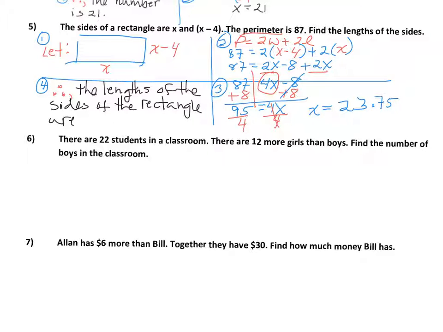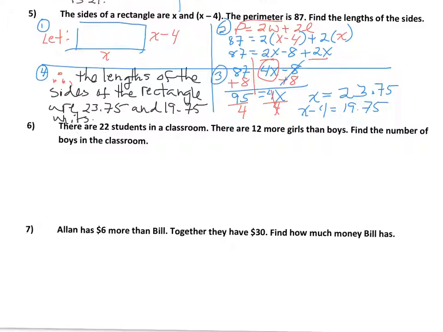are, so if x is 23.75, so that's one of them, 23.75, then x minus 4, we're just going to subtract 4 from 23.75, and we get 19.75. And 19.75 units. I don't know what unit of measure is, so we'll just use a generic units.